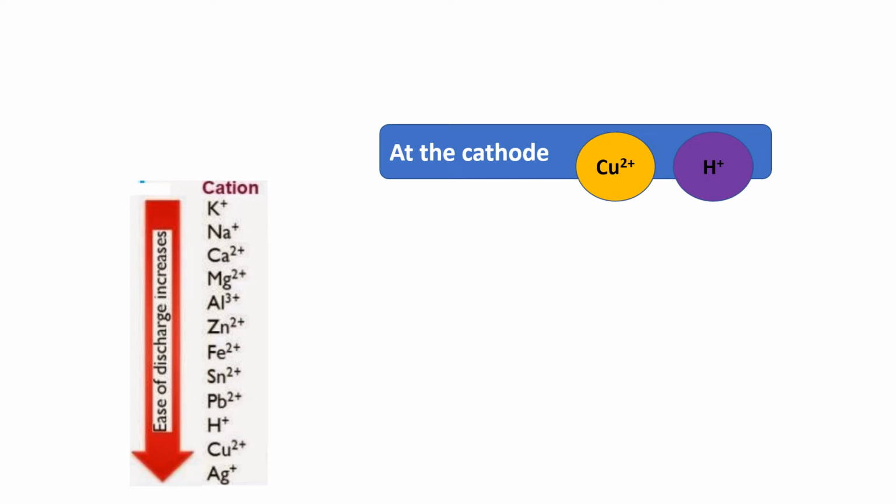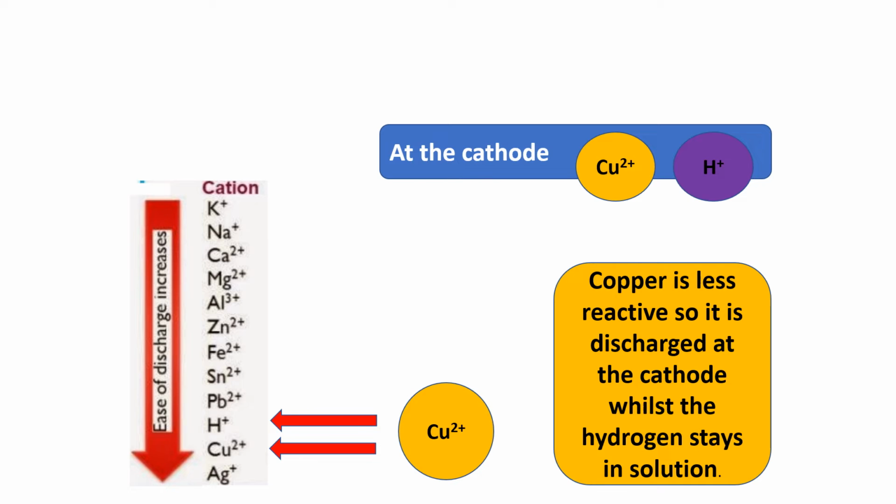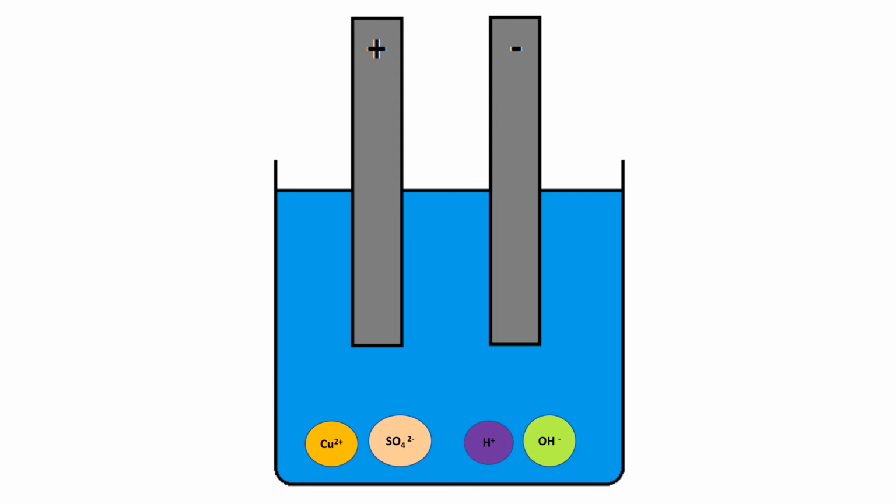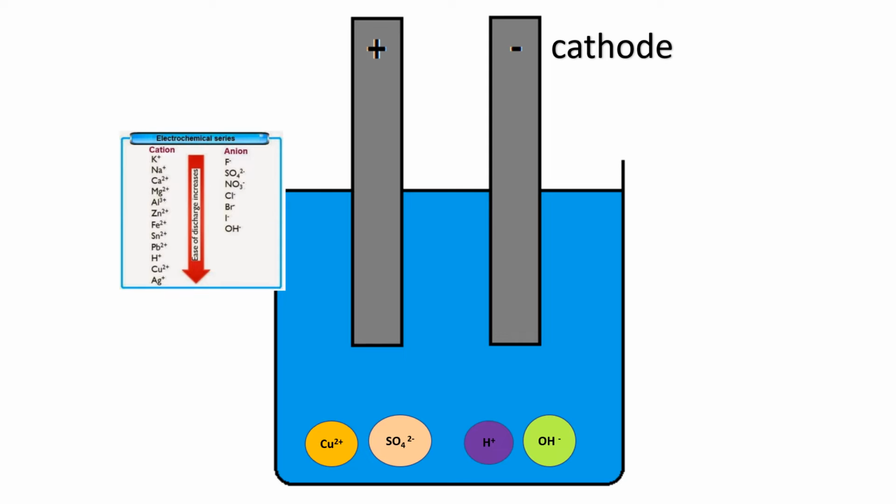At the cathode, I've got my copper and hydrogen. I'm going to look at my little table there. I can see copper is less reactive, and therefore I'm going to get copper discharged at the cathode and hydrogen stays in solution. So let's work through that process physically. At the cathode, always start at the cathode. I've got copper and hydrogen. And if I'm looking at my series, copper is less reactive.